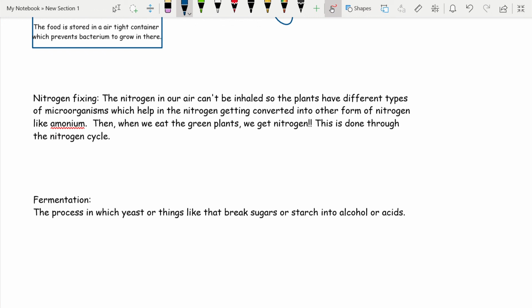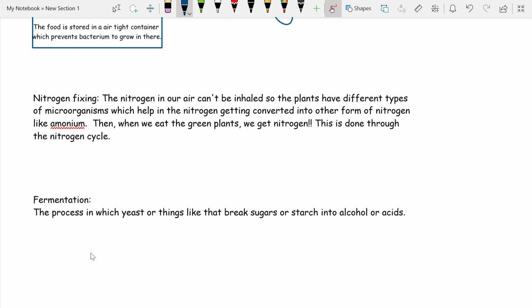Another question might be, why do we actually need nitrogen? Nitrogen is important because we have lots of ammonia, or amino acids actually. So that's why we need lots of nitrogen to keep us alive.